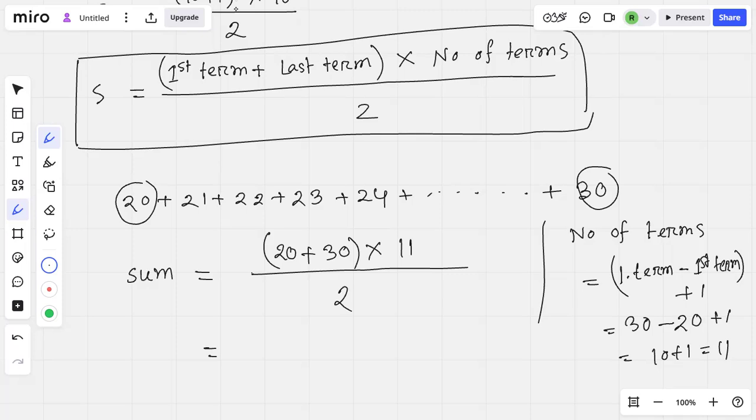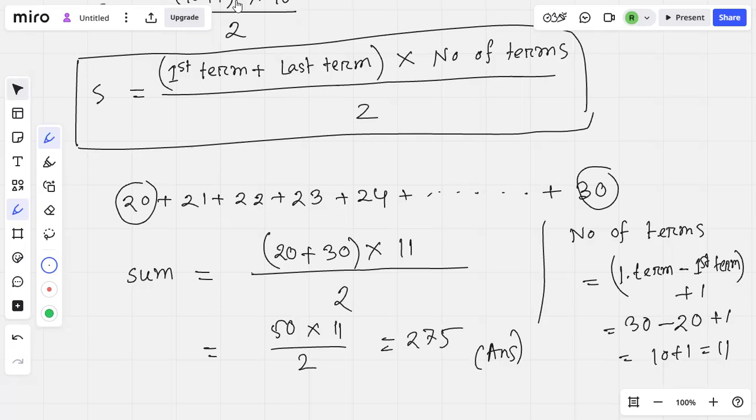So 20 plus 30 will be equal to 50 multiplied by 11 divided by 2. It will be 275. So the sum of the series is 275. Let's practice one more.